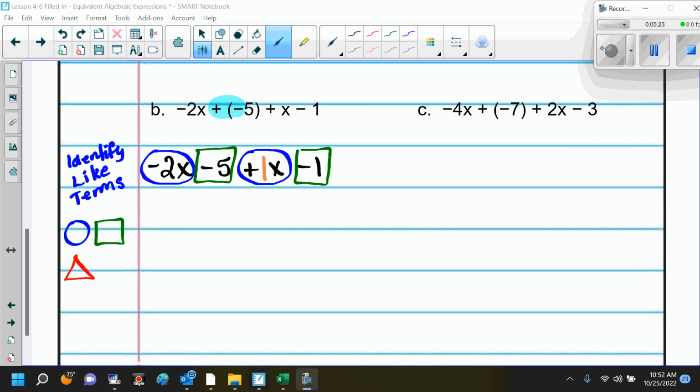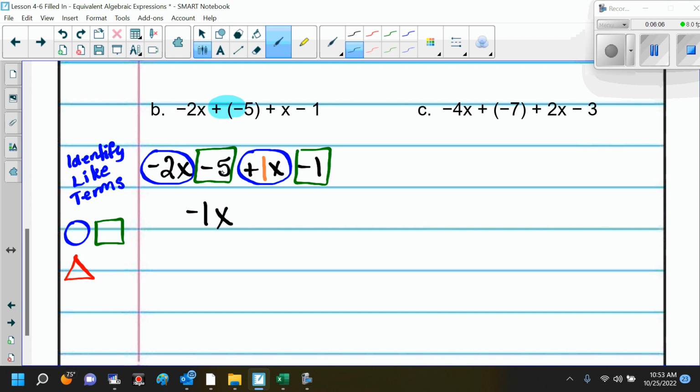Now, we have a 1 here because 1 times x, that's what x is equal to. So now we can combine. So now we have a negative 2x plus 1x. What's that? You are doing the calculations with the numbers. You leave the variables as is. So negative 2 plus 1 is negative 1. So that's negative 1x. Do I have to write that 1 in there? No, you don't. You're just going to write negative x. I'll clean it up in a minute.